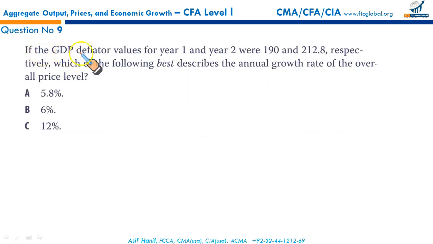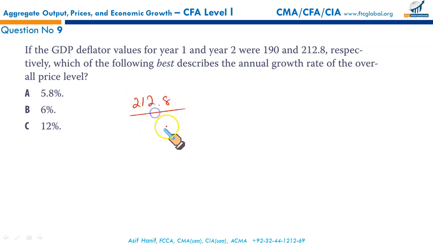Question number 9. If the GDP deflator values for year 1 and year 2 were 190 and 212.8 respectively, which of the following best describes the annual growth rate of the overall price level? I'm sure you would know. That's going to be straightforward.